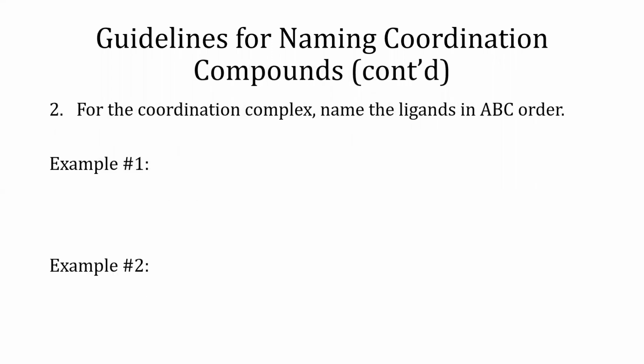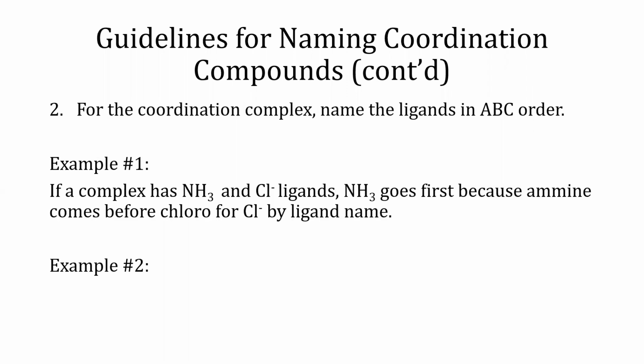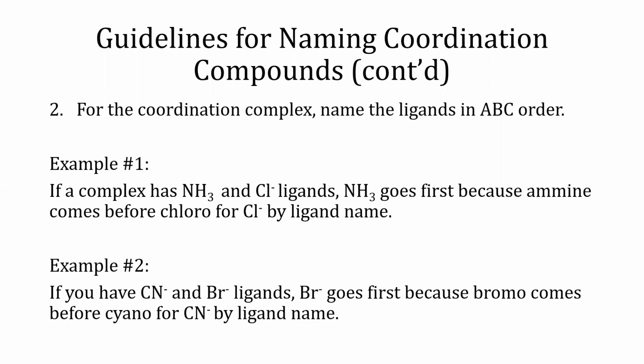2. For the coordination complex, name the ligands in alphabetical order. Example 1. If the complex has NH3 and Cl- ligands, NH3 goes first because ammine comes before chloro by ligand name. Example 2. If you have CN- and Br- ligands, Br- goes first because bromo comes before cyano by ligand name.